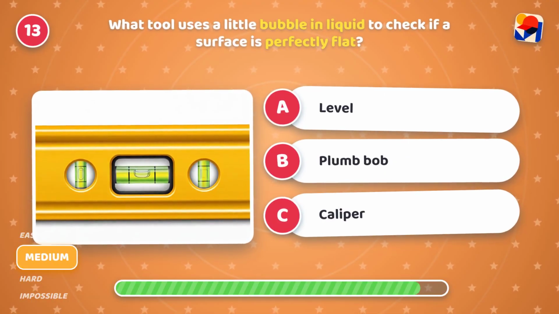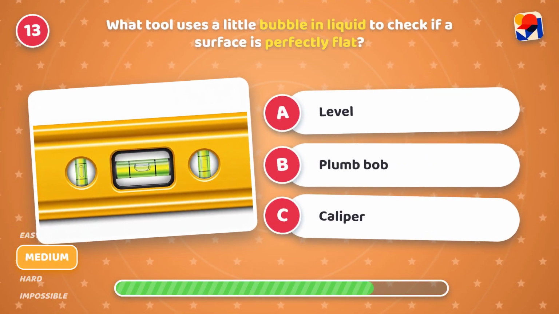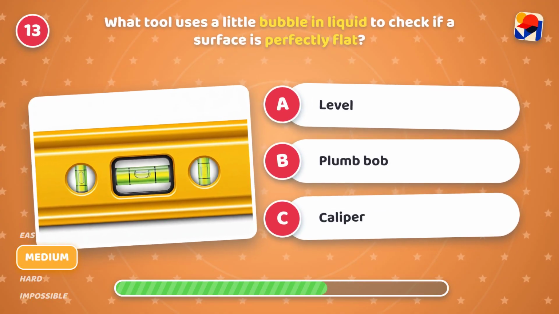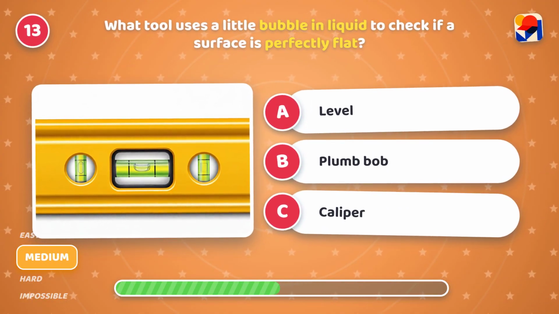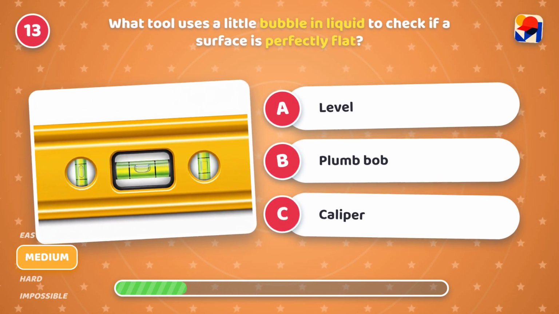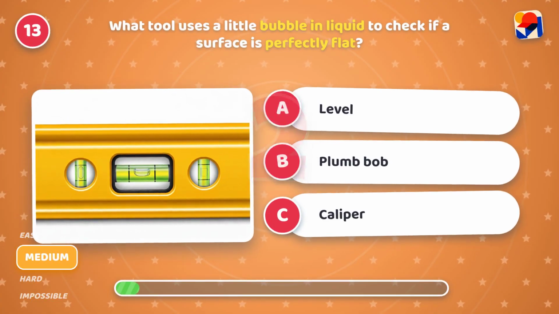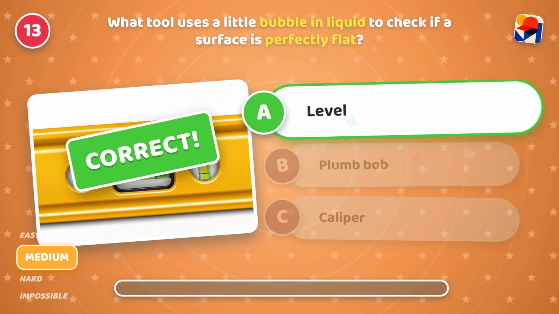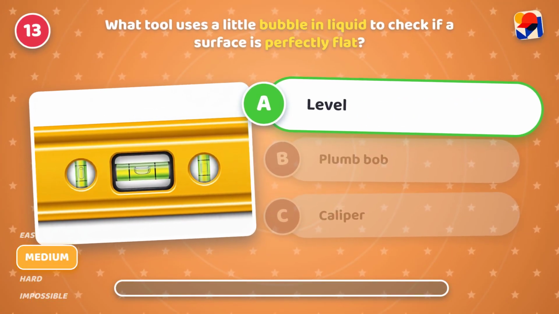What tool uses a little bubble in liquid to check if a surface is perfectly flat? Is it A, level, B, plumb bob, or C, caliper? It's A, level. The bubble shows if it's flat.